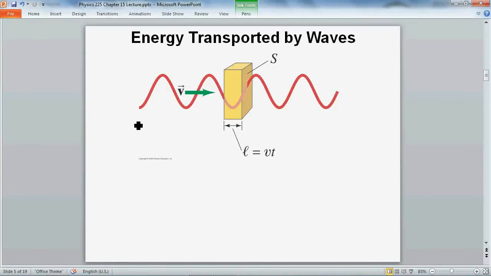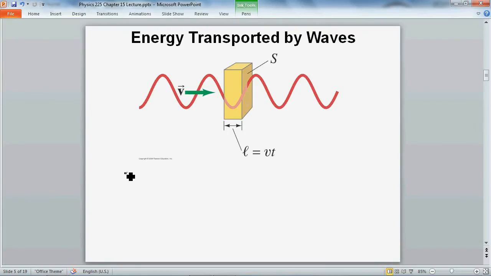Because waves travel and move in time and in space, there is a certain amount of energy that is transported by those waves. And we can use the ideas that we took from last chapter on oscillations into the idea of simple harmonic motion. And we might think about it in this way.